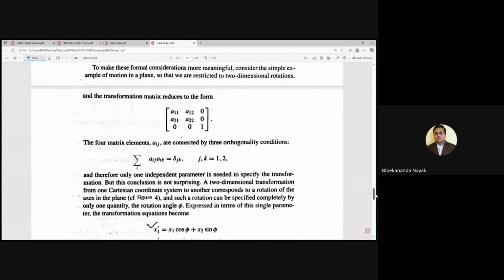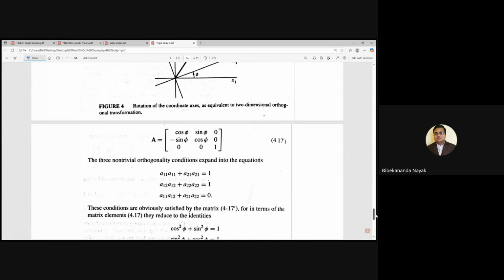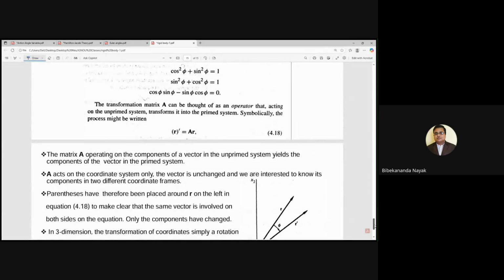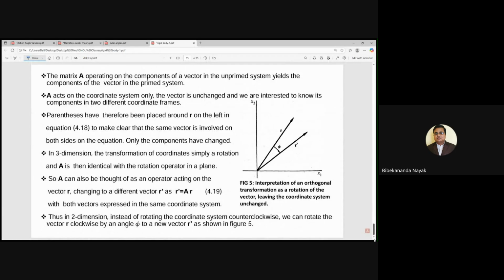I will not go into the details of the conditions. Only remember the orthogonal transformation. So the orthogonal matrices are to be applied. For orthogonal transformation, we have this.